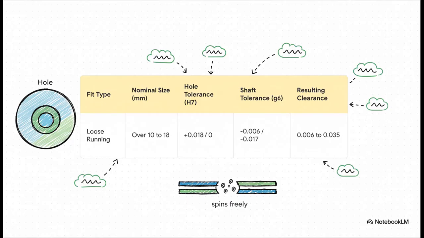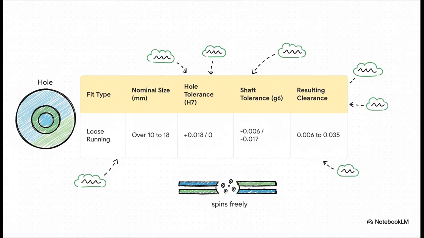Let's make this real. Here's a snippet from a standard engineering chart. Let's say we need a shaft, somewhere between 10 and 18 millimeters, and it needs to spin loosely. The chart might call out an H7 hole and a G6 shaft. Okay, so what does that gibberish mean?